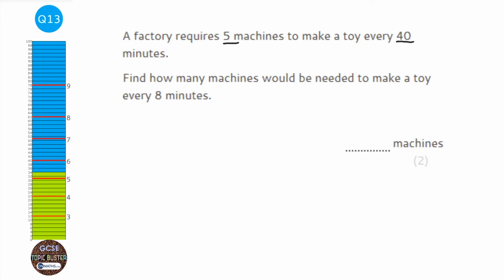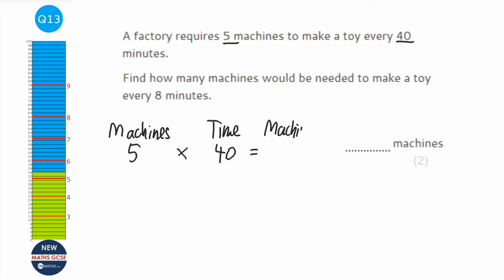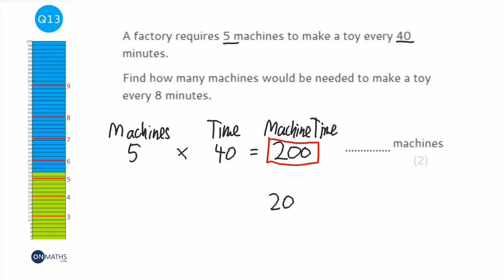Now there's an advanced way of doing it where you work out the formula and you do it that way. I'm going to show you a slightly different way that's maybe easier for some people. So if you think about the machines, which is one variable, and the time, which is the other, and we've got 5 machines and it takes 40 minutes, then if we times those together, we get something which I'm going to name machine time. Okay, I've just made that up. So 5 times 40 is 200. Now that 200 there is really special, because that 200 must always be the same. The machine time must always be the same.